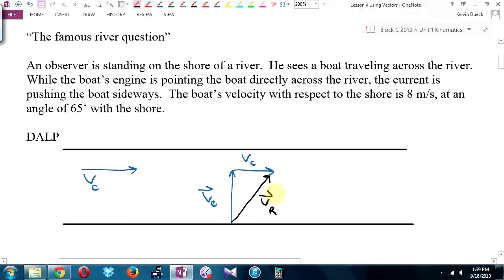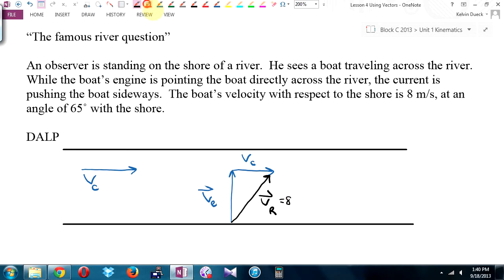That's what makes this a little bit more difficult than Physics 11. In Physics 11, I probably would have given you the components. Here, I'm actually giving you what the observer saw. Michael, how fast did the observer see the boat traveling at? 8 meters per second. That's this one. At what angle? 65. Where am I going to put that? With respect to what? This short.